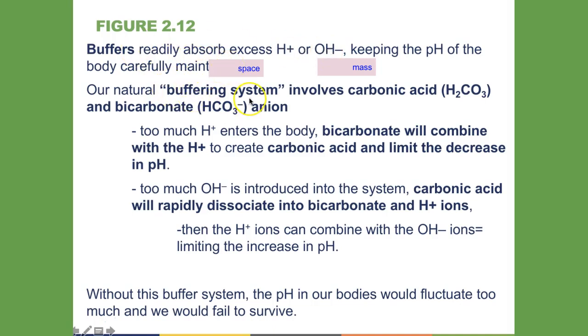Okay, our natural buffering system involves carbonic acid and bicarbonate ions. If too many hydrogen ions enter the body, bicarbonate will combine with the hydrogen ions to create carbonic acid and limit the decrease in our pH. If too many hydroxides are introduced into the system, then carbonic acid will rapidly dissociate into bicarbonate and hydrogen ions. Then the hydrogen ions can combine with the hydroxide ions, limiting the increase in pH.